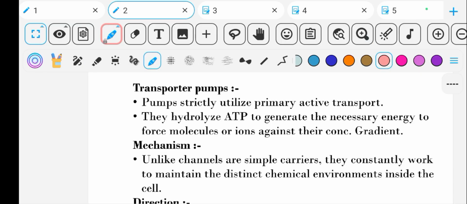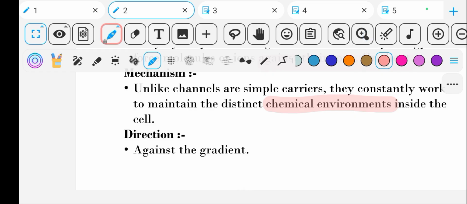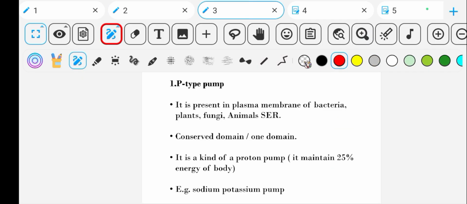Transporter pumps strictly utilize primary active transport. They hydrolyze ATP to generate the necessary energy to force molecules or ions against their concentration gradient. Unlike channels or simple carriers, they constantly work to maintain the distinct chemical environment inside the cell. If we talk about the direction of these pumps, they work against the gradient, meaning they use active transport, not passive.